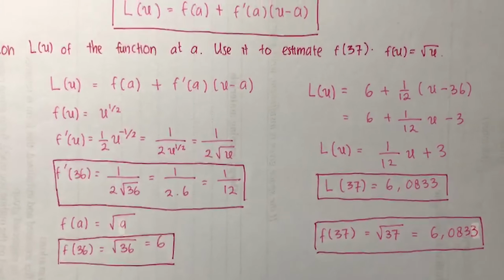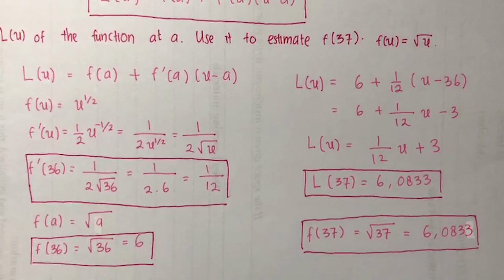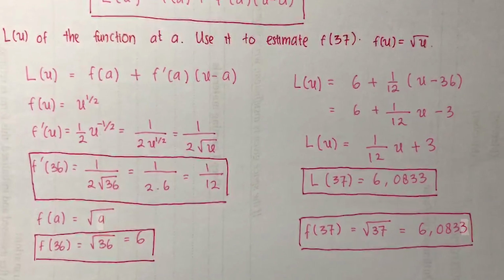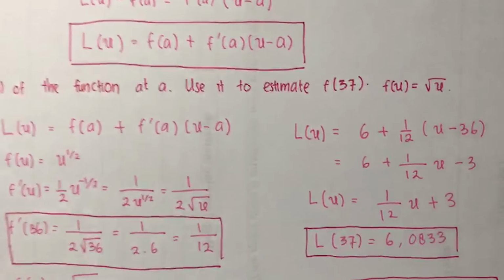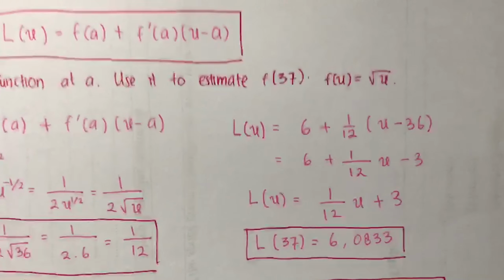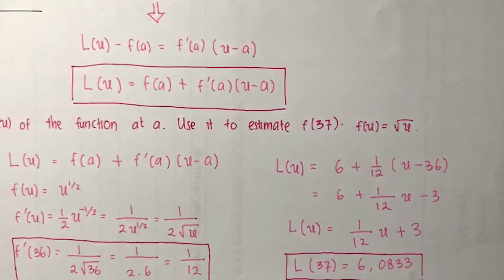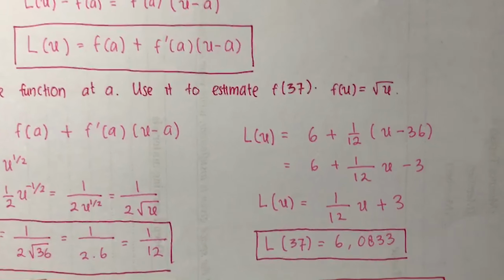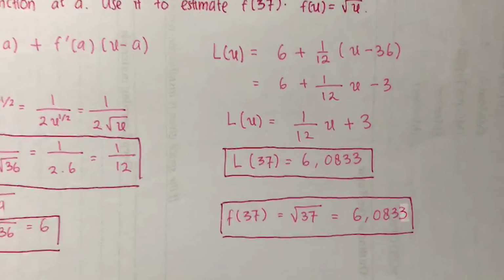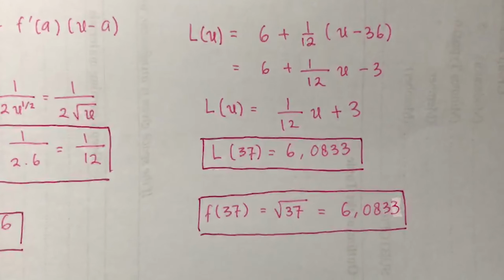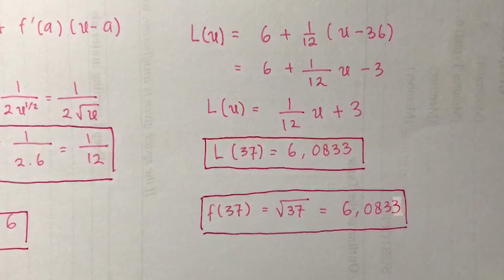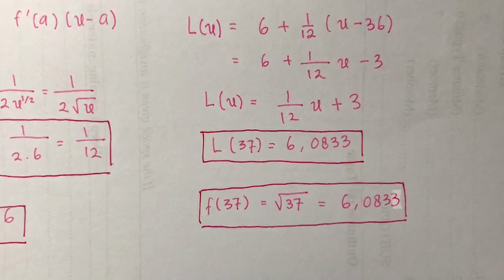So we could see that when we are asked to estimate the square root of 37, we can use the linearization, and we will find the result is 6.0833.